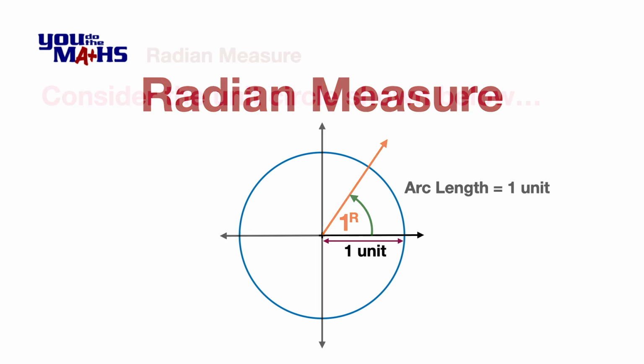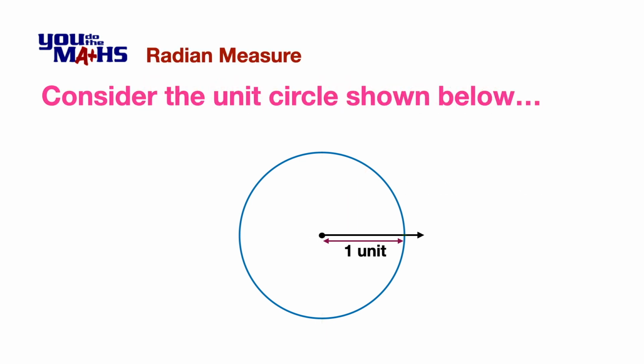Let's first of all look at a unit circle, and it's called a unit circle because it has a radius of 1 unit. If we place an arc in that circle such that the arc length is 1 unit, in other words it matches the radius, then the angle which subtends the arc, in other words faces the arc, is 1 radian. Now that's also true for other measurements. If you have a radius of 2 units and the arc length is 2 units, then the angle which subtends the arc is 1 radian.